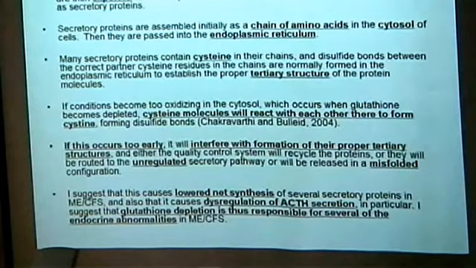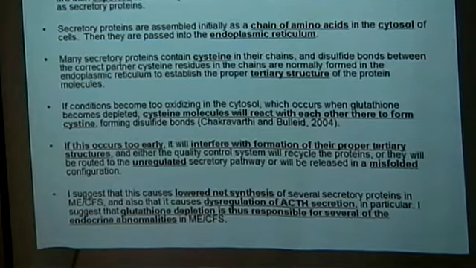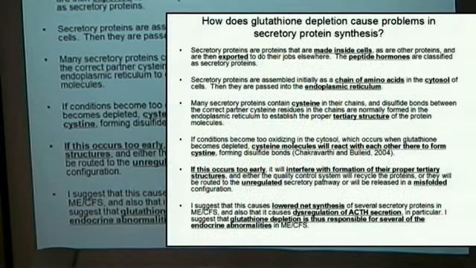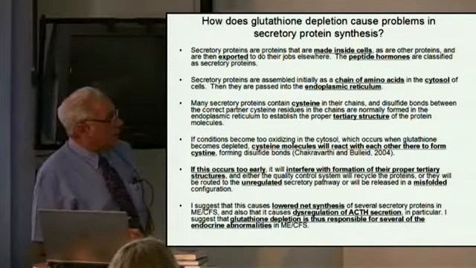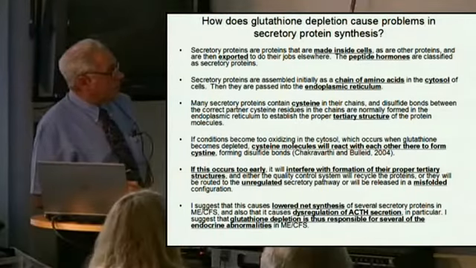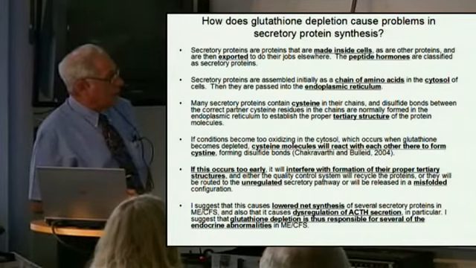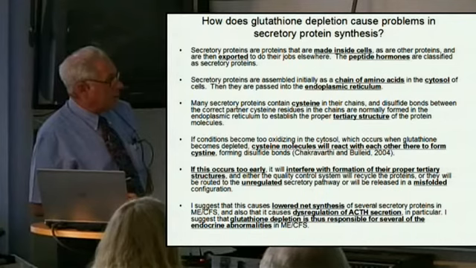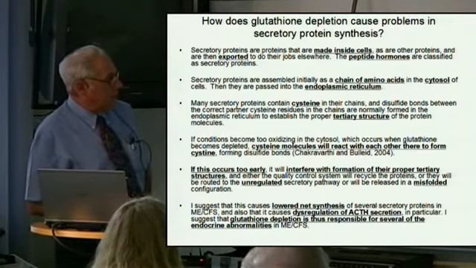So what happens here when glutathione is depleted is that, I already talked about this export to the outside, they form the chain of amino acids, and they go in the endoplasmic reticulum. And there's the cysteine, and then they form disulfide bonds to give you the tertiary structure. Now, if it becomes too oxidizing, the cysteines will react with each other to form cystine. And when you do that too early, you can't make the right structure of the molecule.